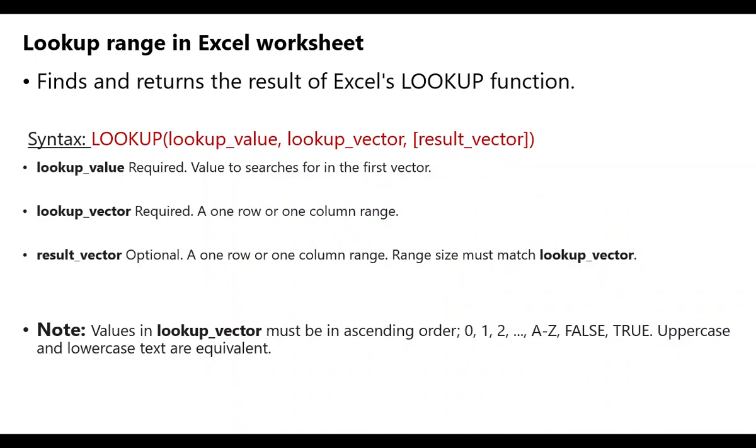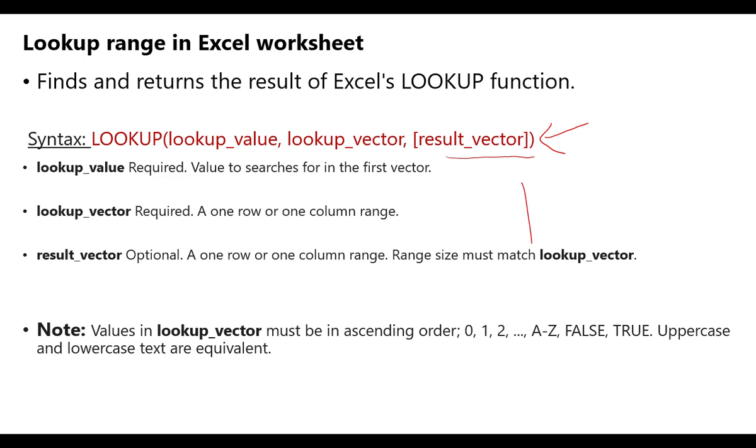Okay, so let's see the description or detail on the lookup function. Lookup is basically to find and return the result of some particular value which you are trying to search in the Excel worksheet. So this is the syntax: lookup, then the lookup value which you are trying to find, where you are trying to find it, and where you want the corresponding value to come from.